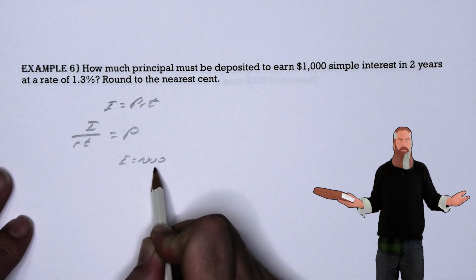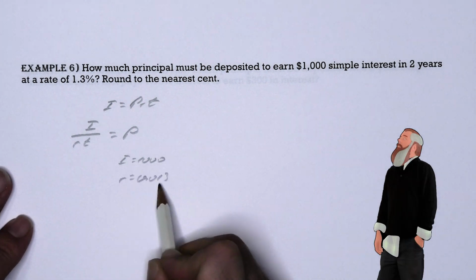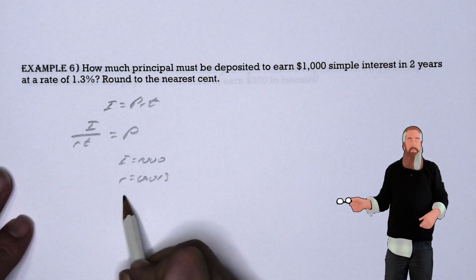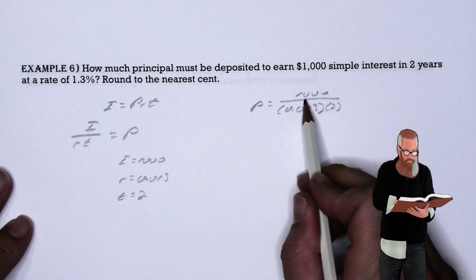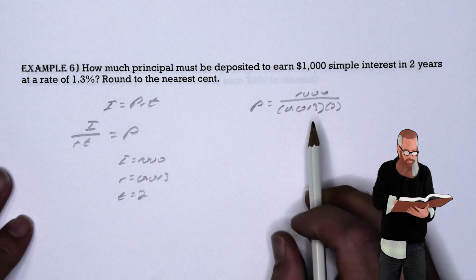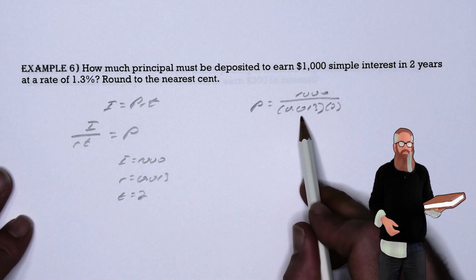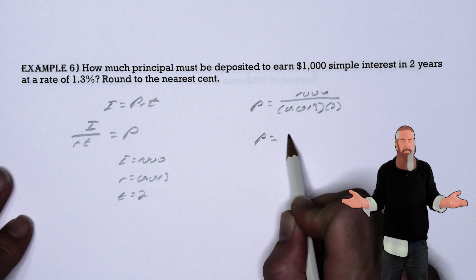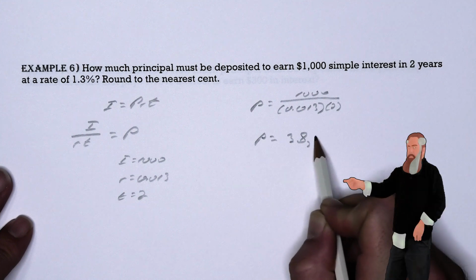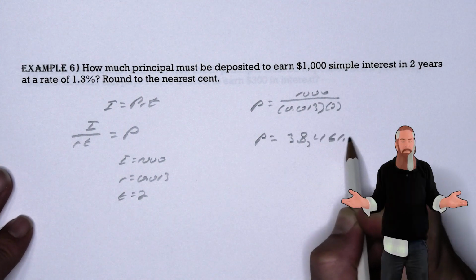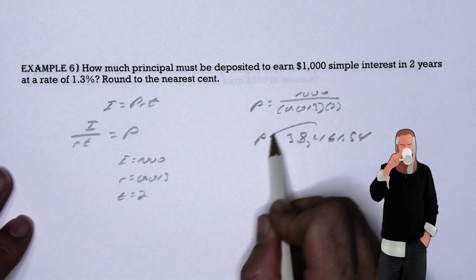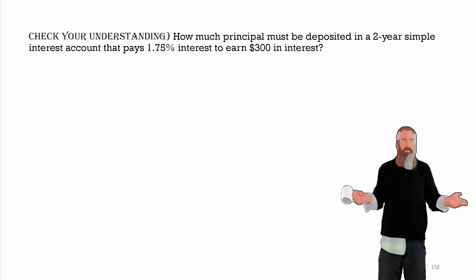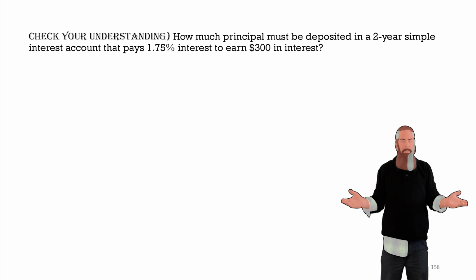We're trying to earn $1,000 interest at 1.3% interest over 2 years. This means P is 1,000 divided by 0.013 times 2, or the principal, the amount of money you would have to deposit, is $38,461.54.